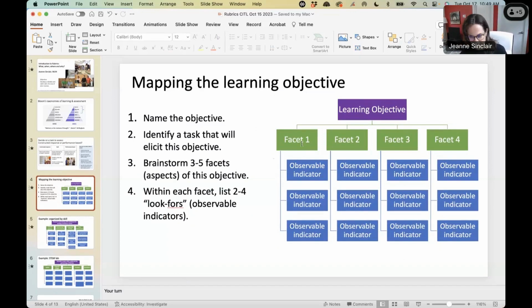All right. So within your learning objective, you will likely have different facets, different aspects of that objective. Even in Yvonne's example, there are multiple facets to what he described, right? So I'd like you to brainstorm some of the facets of your objective, and within each facet, what are some observable indicators of success? As you're thinking about yours, I'm going to show you a couple of examples of this.